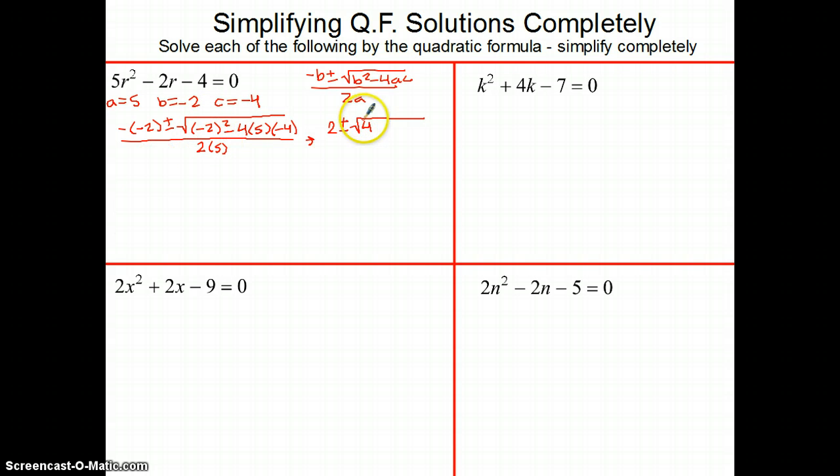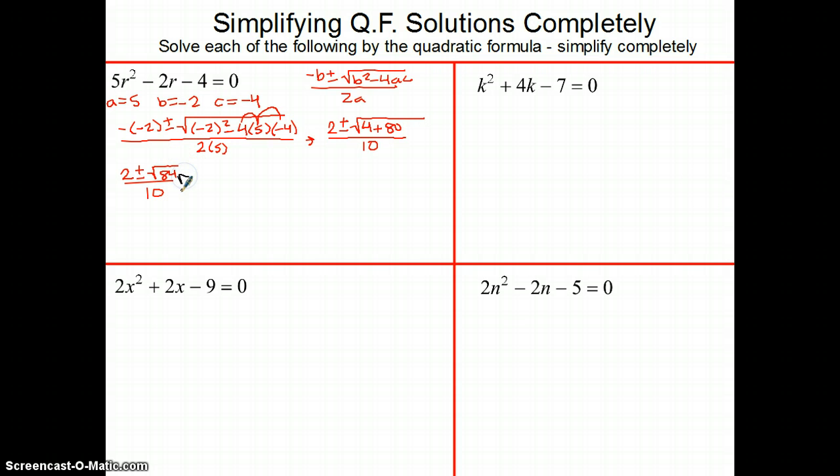-2 squared is +4. -4 times 5 is -20. Times -4 is a +80, all over 10. From here, I simply add inside the radical: 2 plus or minus the square root of 84 all over 10, and I simplify that radical.